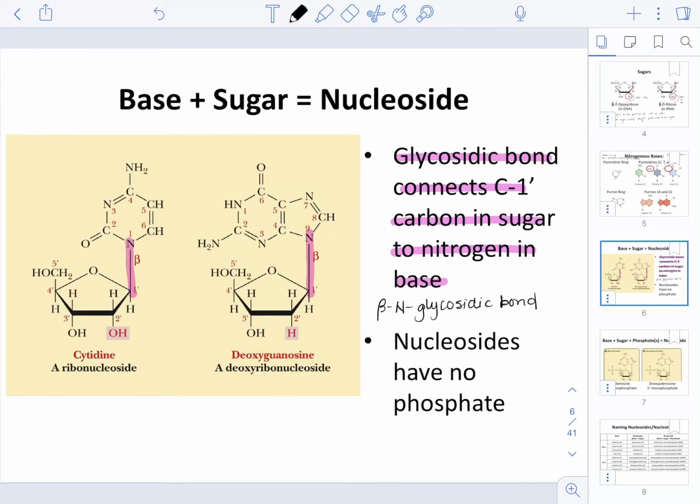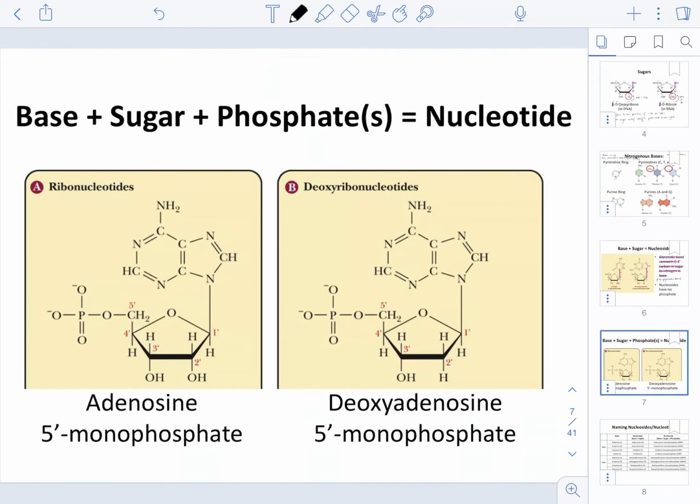The beta is, again, because carbon 1 is pointing up, and in this case, because of the chemistries, the hydroxyl group left. N is because we're bonded to nitrogen, and glycosidic because we're bonded to a sugar. Understand, nucleosides do not have phosphates, because if phosphate is present on a nucleoside, then it's going to have a different name. And those are known as nucleotides.